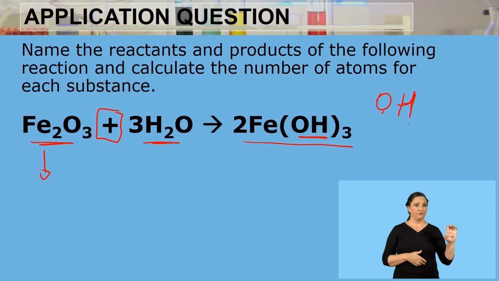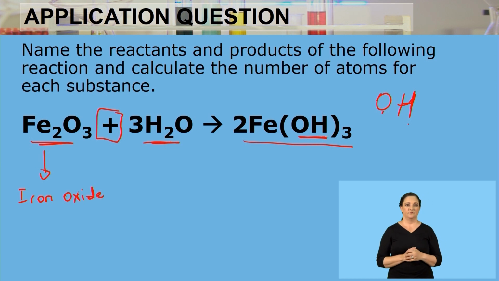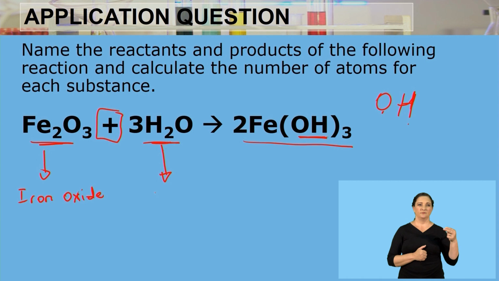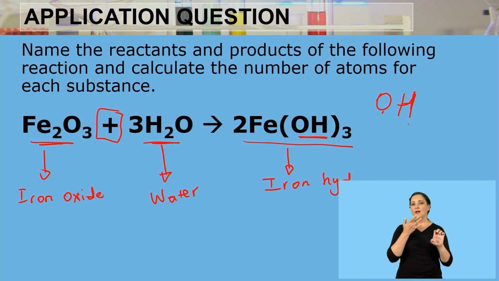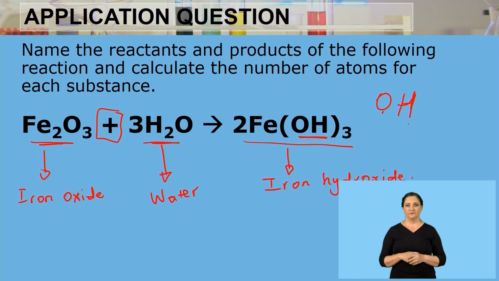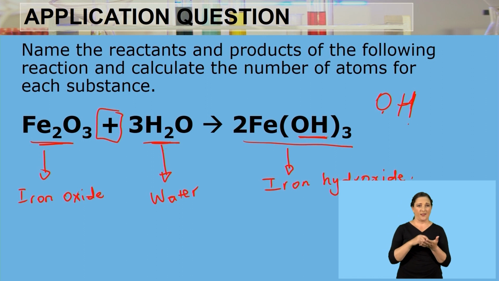So this is your iron oxide. That's your iron oxide. And this is our famous molecule, water. And this is our iron hydroxide. Iron hydroxide. Now that we have named these substances, we now need to calculate their atoms. So on the left-hand side, calculate the number of atoms of each substance.